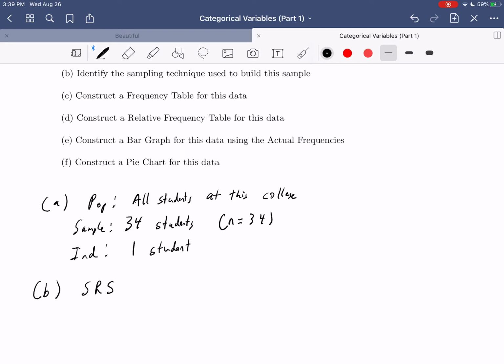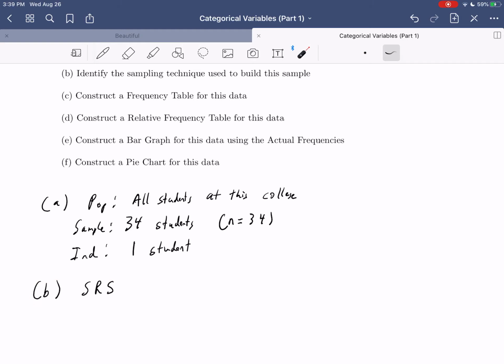We know it's done randomly, so we know it's not a convenience sample. We know that there was no system described, so it's not systematic. And there was no prior classification, so it's not stratified. And they didn't pick them in groups or anything like that, so it's not cluster. So it has to simply be an SRS.